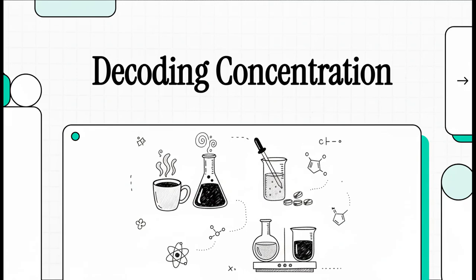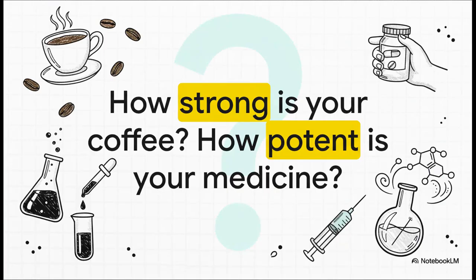Today, we're going to decode a concept that's in your morning coffee, your medicine cabinet, pretty much everywhere. It's totally fundamental to all of chemistry, and it's called concentration. I mean, have you ever really thought about it? What makes one cup of coffee so much stronger than another? Or, on a more serious note, how do scientists get the dose exactly right in a medication?